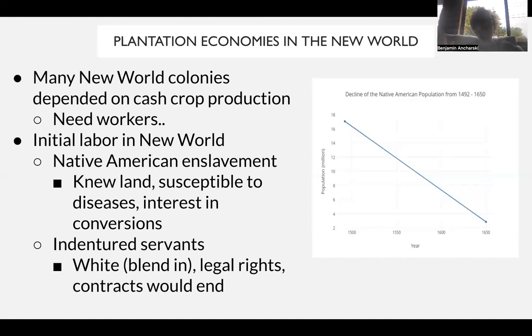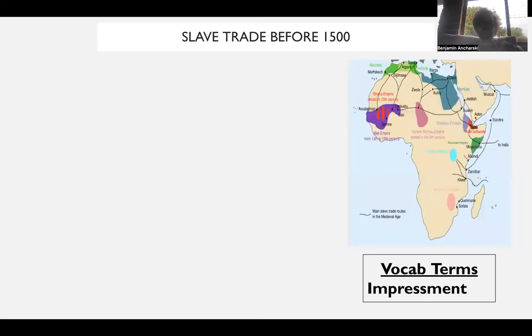So if only there was a group of people who did not have legal rights, who were not considered legal citizens, who were not considered human beings even, if only there was a group of people who didn't know the territory, if there were only groups of people who couldn't easily blend in with either the white or indigenous population. That's going to be a major reason why European colonies will utilize slave labor from Africa.